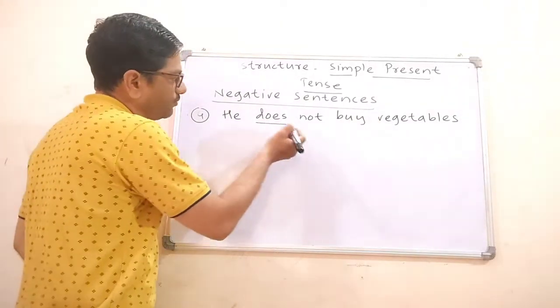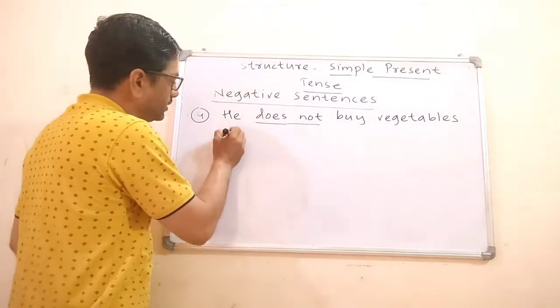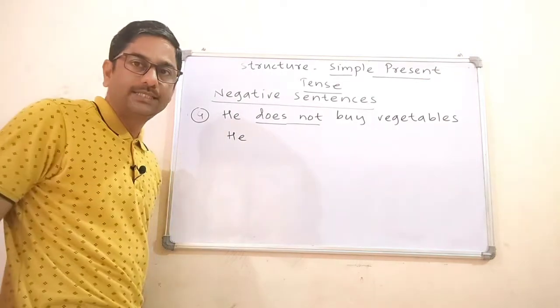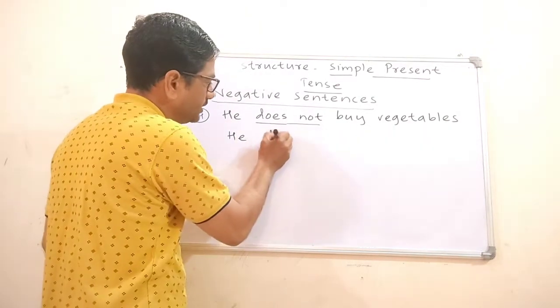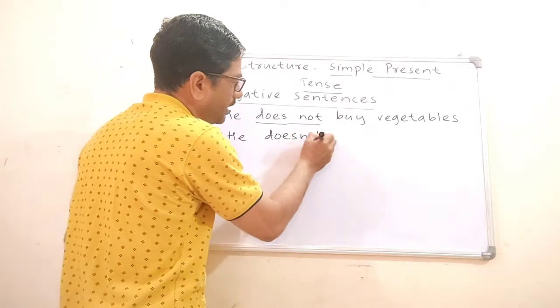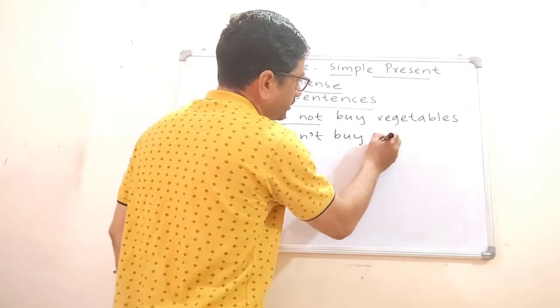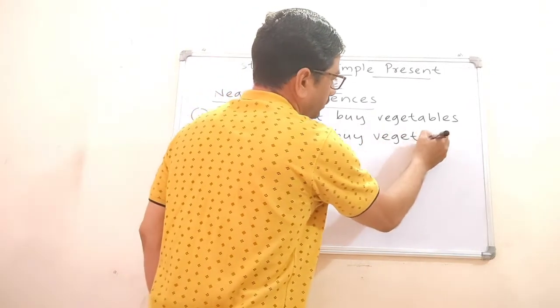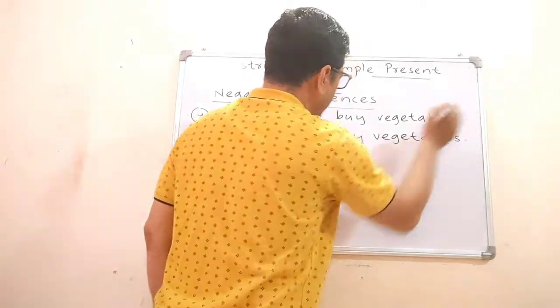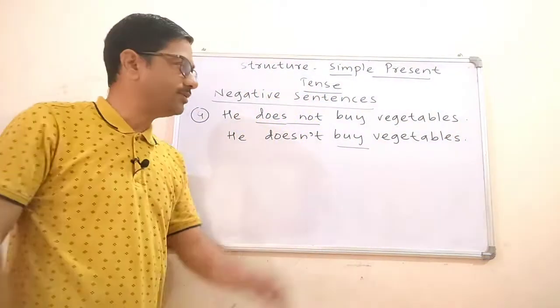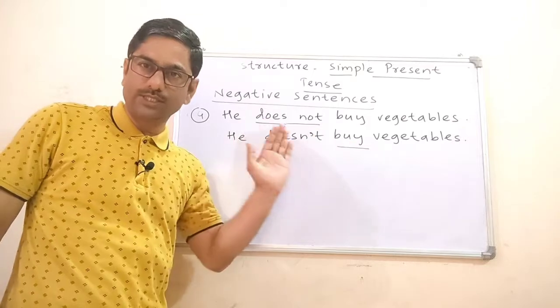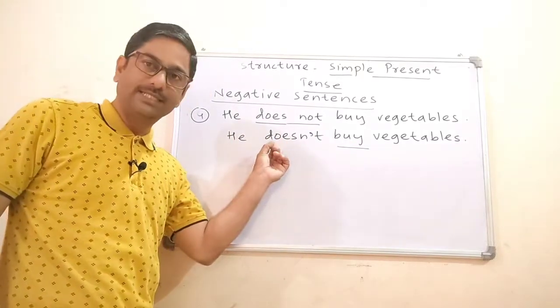You can make use of the short form of does not. The sentence will be like this: he doesn't buy vegetables. You have to be very careful. Here we are using the base form of the verb. We are not using the es form here. Why? Because doesn't is here.